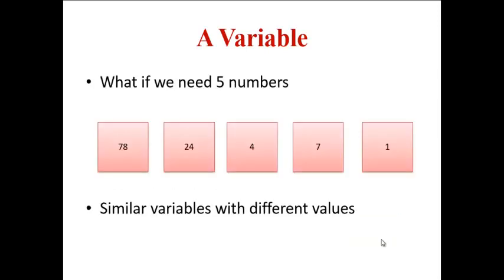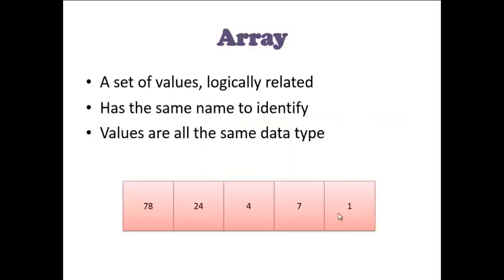Alright, so what if you need 5 numbers? If you do this, you can add 5 Dims for assigning these variables with different values. But instead of doing this, you're going to use the array. An array means a set of values logically related to each other, have the same name to identify, and also have the same data type.